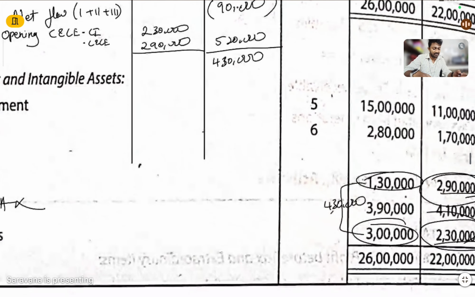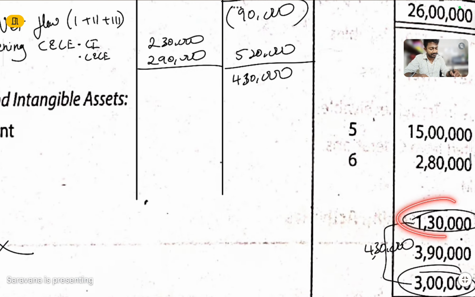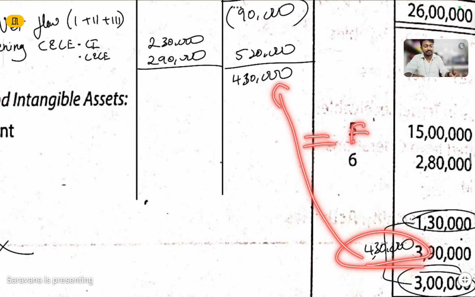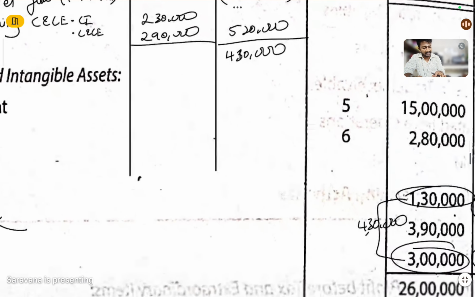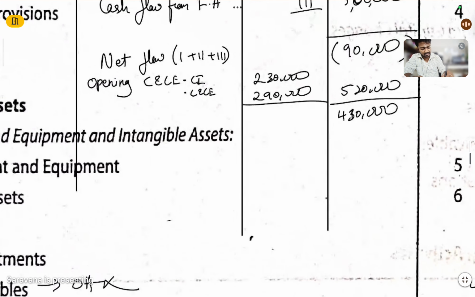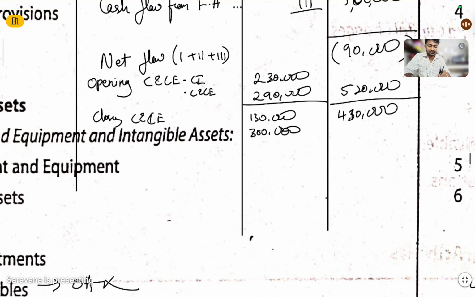What is the closing cash and cash equivalent? 1 lakh 30 plus 3 lakhs. Listen here, 1 lakh 30 plus 3 lakhs. What is the balance you are getting? 4 lakh 30. So it should be equal, it should match. So this is nothing but 1 lakh 30 and 3 lakhs, the closing cash and cash equivalent, current investment, cash and cash equivalent. This is how you are getting it.